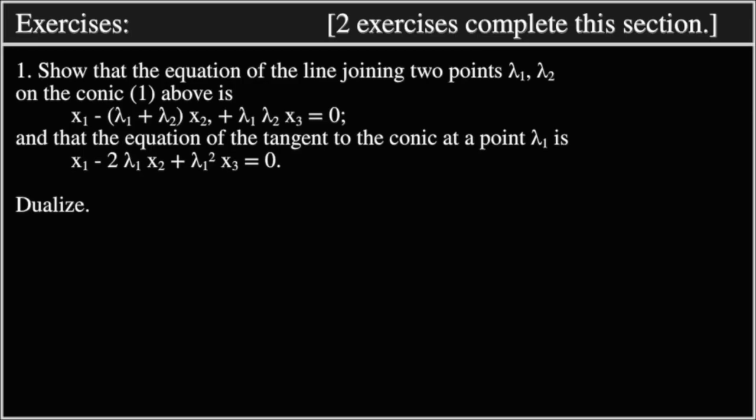Exercises. 1. Show that the equation of the line joining two points lambda 1, lambda 2 on the conic 1 above is x1 minus the quantity lambda 1 plus lambda 2 times x2 plus lambda 1 lambda 2 x3 equals 0, and that the equation of the tangent to the conic at a point lambda 1 is x1 minus 2 lambda 1 x2 plus lambda 1 squared x3 equals 0.